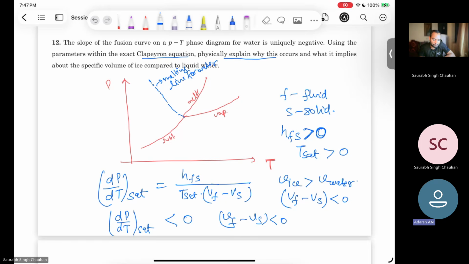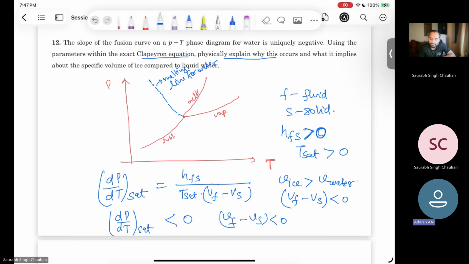So maximum density, I have learned that it is at 4 degrees centigrade. So the maximum density will be exactly at the point where it is just melted, I mean, saturated liquid.